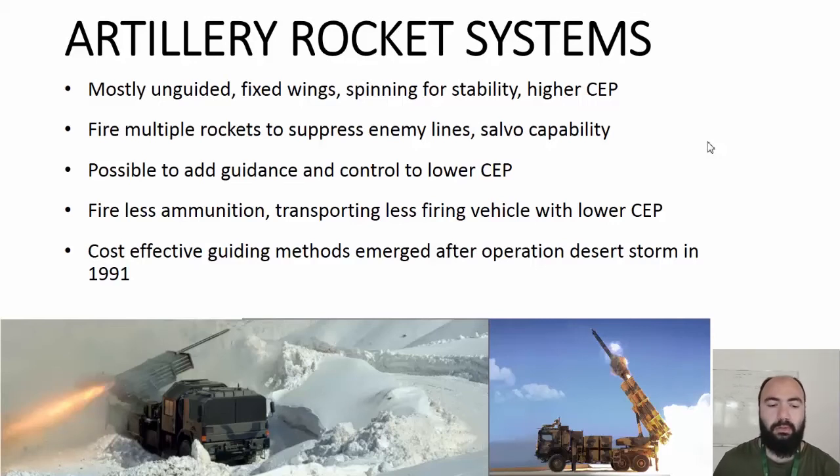So why can you add guidance to a rocket? Because you can fire less ammunition and you transport fewer firing vehicles to the operation area. Cost-effective guiding methods emerged after the operation of Desert Storm in 1991.